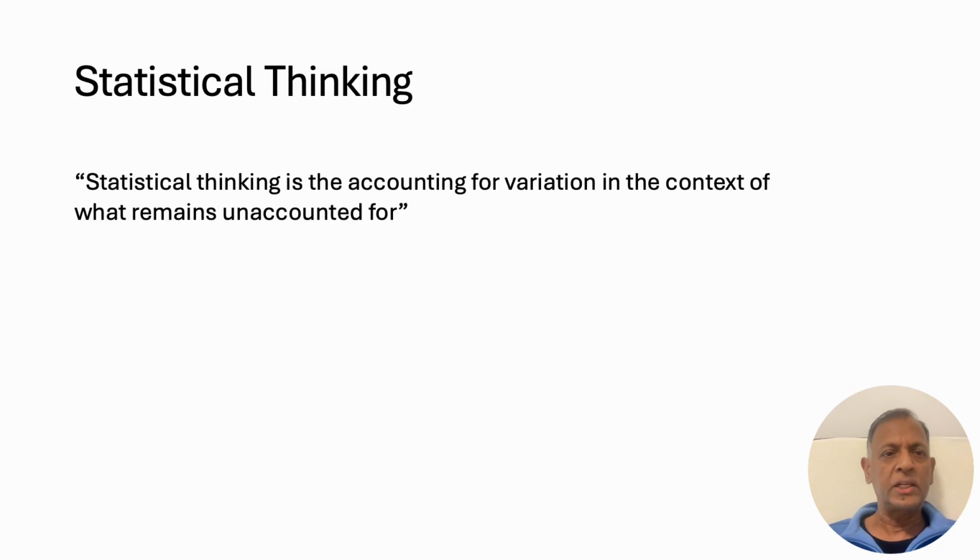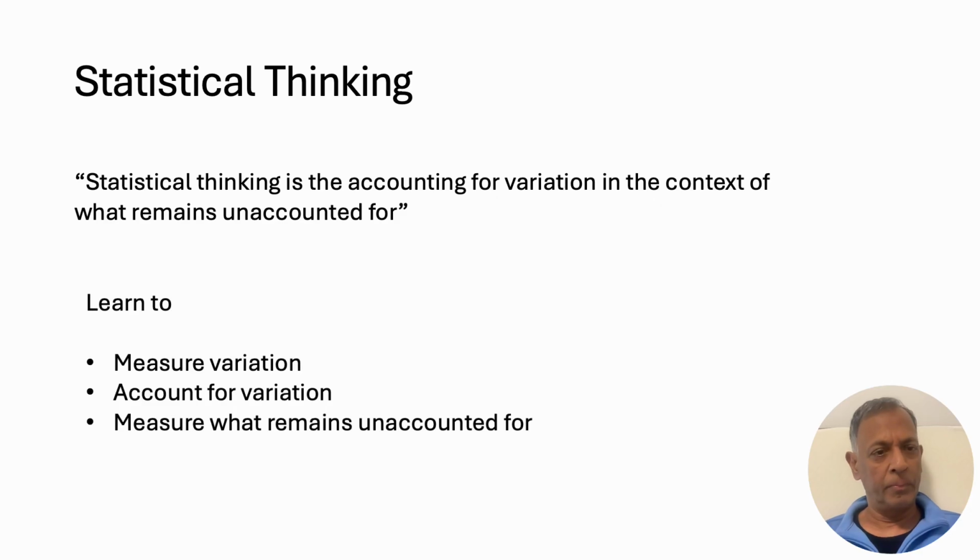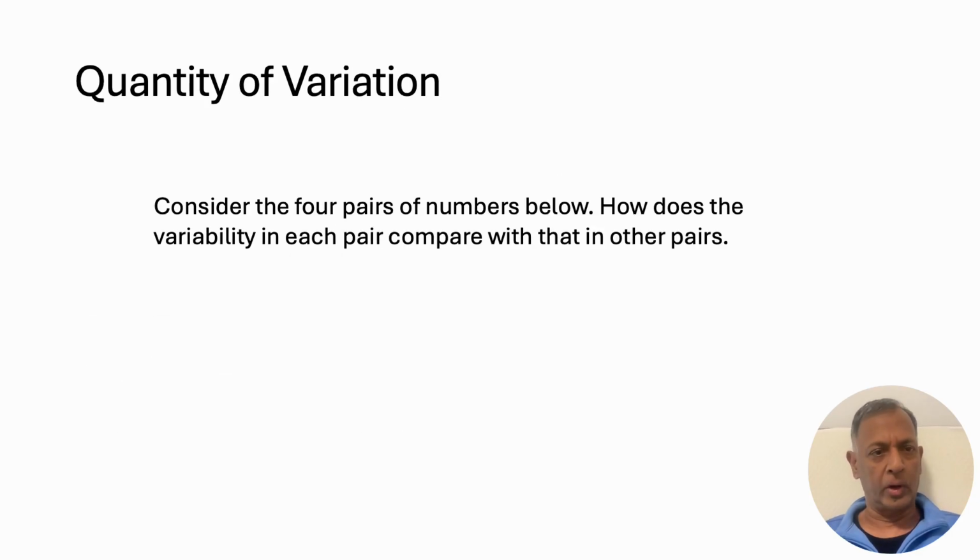Statistical thinking is the accounting for variation in the context of what remains unaccounted for. We are interested in both what variation is accounted for and what variation is not accounted for. We'll make all of these very clear as we go forward. We'll be learning how to measure variation, how to account for or explain the variation, and also to measure what remains unexplained or unaccounted for.